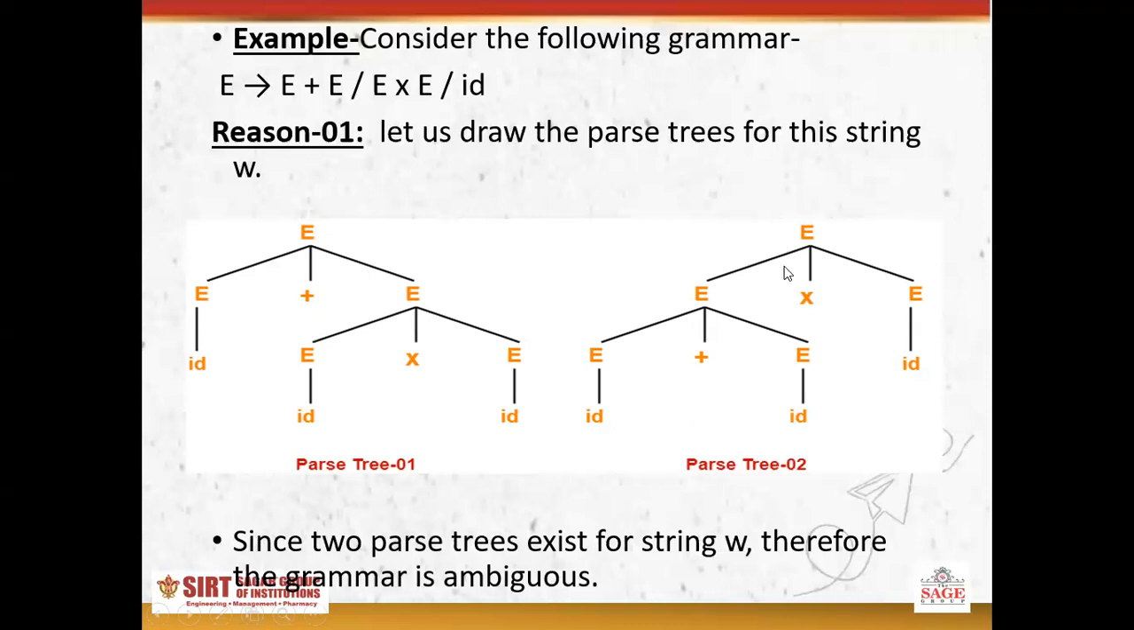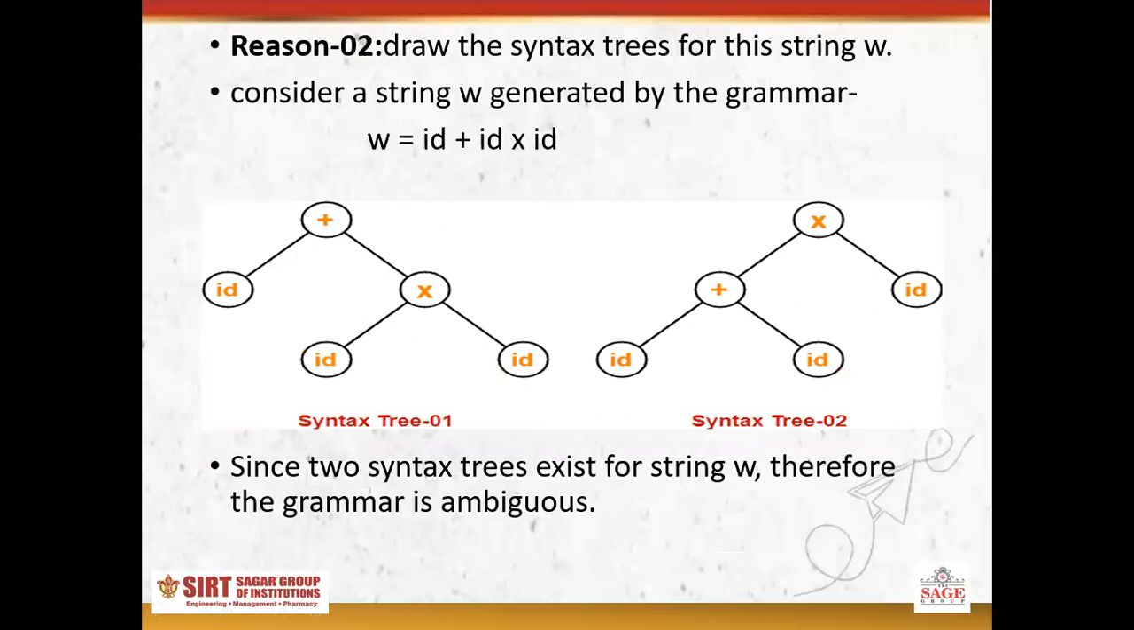Similarly, if we take the leftmost E as E plus E, we get the same string from a different tree. If we get the same string from two different trees of the same grammar, this type of grammar is known as ambiguous grammar. Since two parse trees exist for the string, the grammar is ambiguous. Similarly, when we draw syntax trees for this ID string, we get two different syntax trees. So this grammar is ambiguous, because for the same string we have two syntax trees.